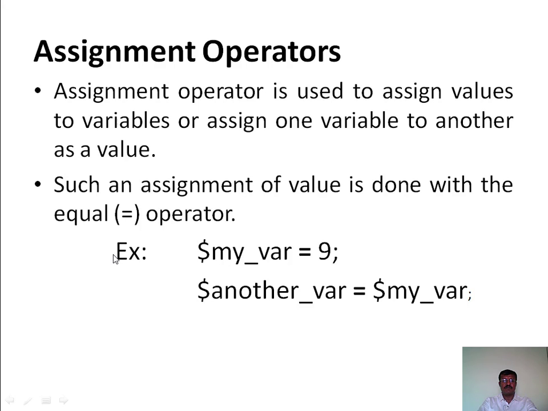So here we have two examples. In example 1, we are assigning some value to the variable, that is the variable name is myvar. Here I am assigning value 9 to the variable. The second example, here I am assigning the value of another variable. So here anothervar is a variable for which I am assigning the value of the myvar variable. So this is about assignment operator.